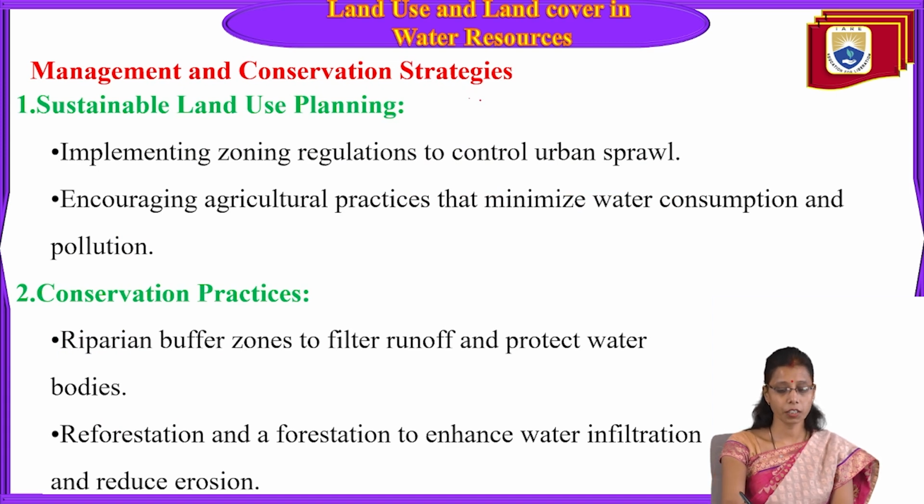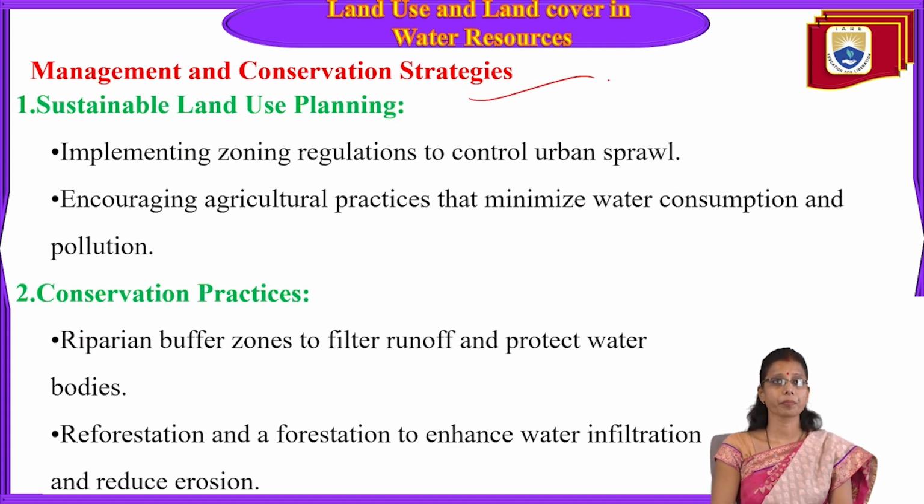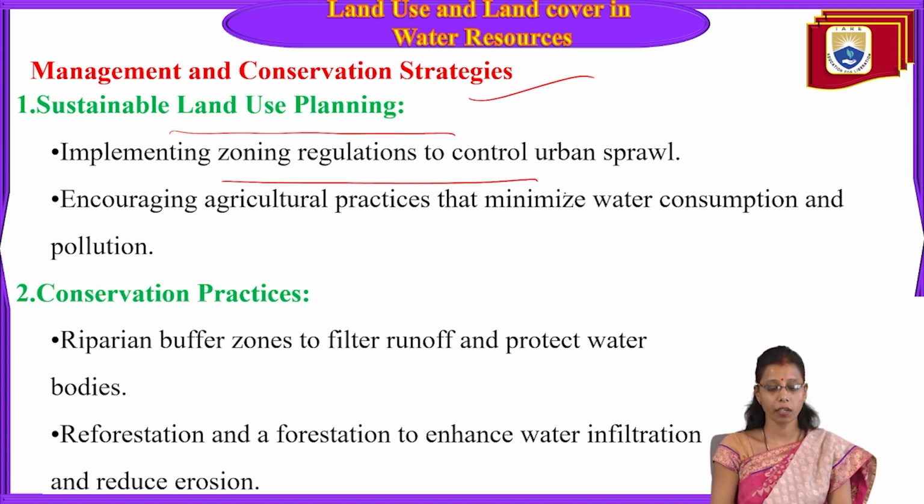Now, management and conservation strategies. Sustainable land use planning: how do we manage and conserve? Implementing zoning regulations to control urban sprawl. So what is urban sprawl? Urban sprawl is about the urbanization here.